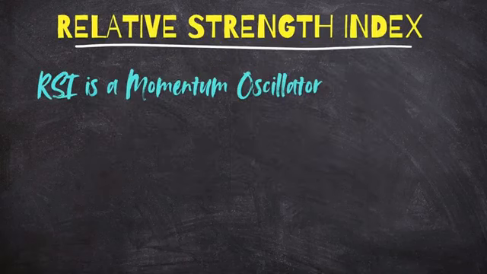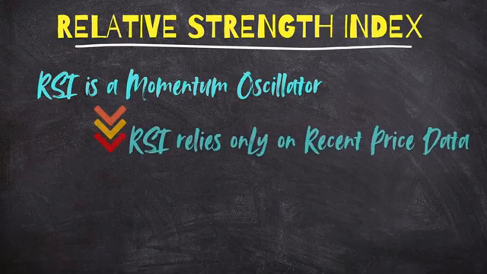So RSI is a popular momentum oscillator. It basically works on recent price data. So it doesn't take long-term price data into account.